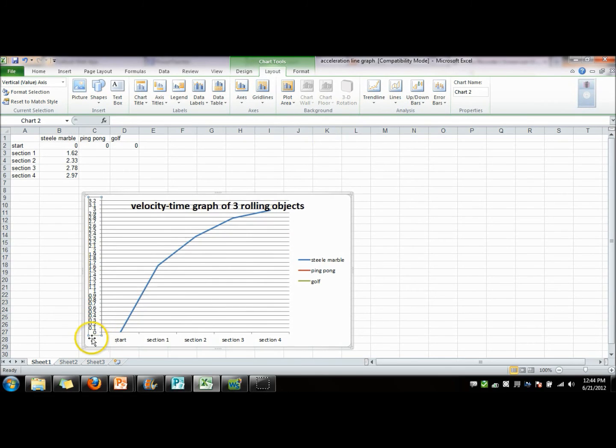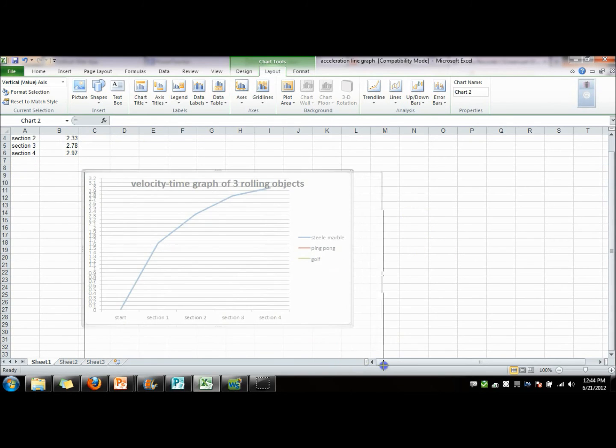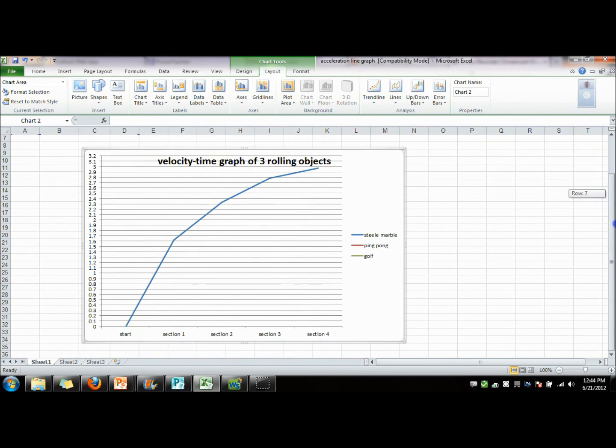This changes the interval to a 0.1 interval, so it's a lot easier to read what's going on with your graph. And we can actually expand our graph a little bit so it's even easier to read.